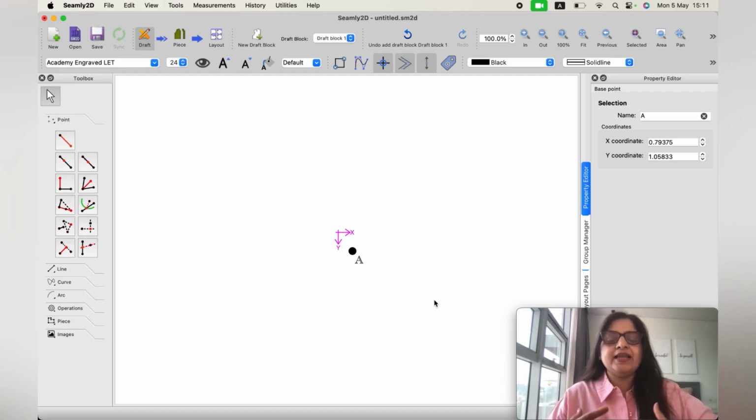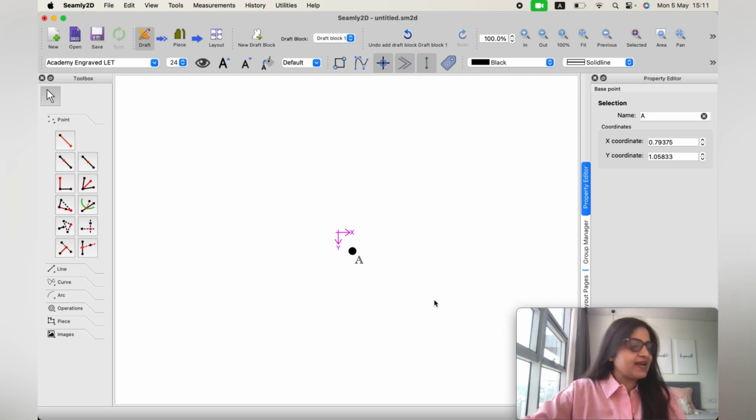Today, in the third episode of the Basic Bodice Block in Seamly 2D series, we are going to make a back bodice pattern. So without further ado, let's get started. I am following Helen Joseph Armstrong's book and making a basic bodice block of size 10. I am following all the measurements and all the steps given in this book. So let's get started.